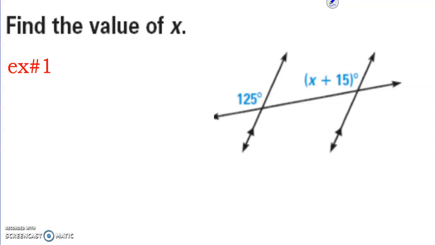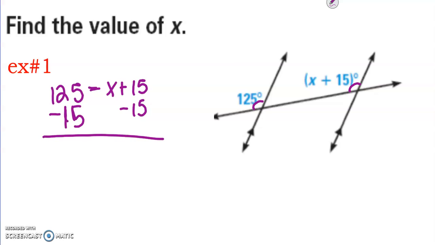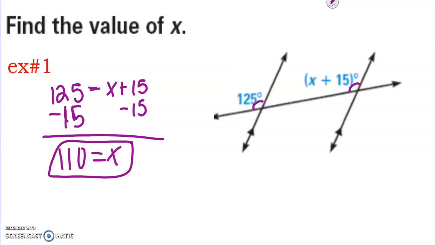The last section, we have variable expressions. So it says find the value of x. So you have to determine what the relationship between these two angles is. These are corresponding angles because they're both in the top right corner, and corresponding angles are congruent. Congruent means the same measure, which means they're equal. So we can set them equal. So I'm going to subtract 15 from both sides, and we get 110 equals x. Again, those are corresponding angles, so they're congruent, so we can set them equal.